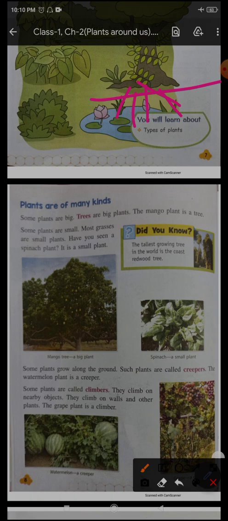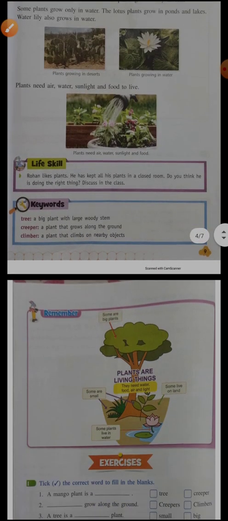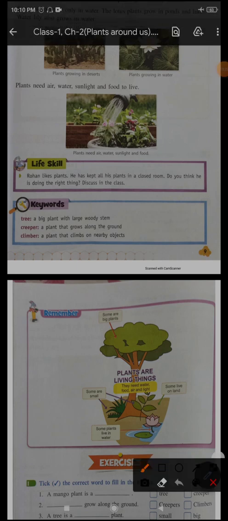Okay, now come to the exercise. First, to start the exercise, see these keywords. What are these keywords? Here you can see the definition of tree. Okay, you small kiddos, you only have to learn this four or five word sentence. What is a tree?